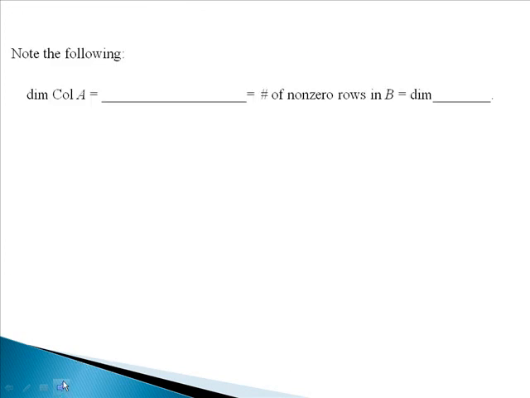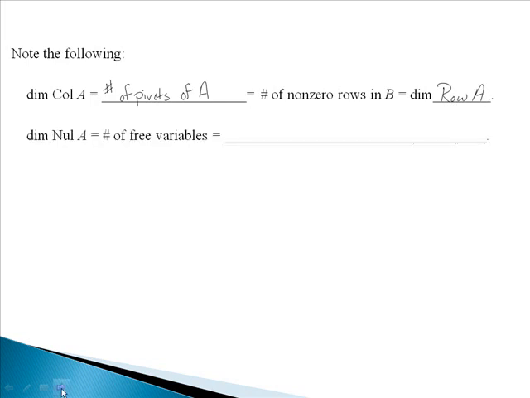Let's look at the following. The dimension of the column space of A is simply the number of pivots of A. And that is equal to the number of non-zero rows in B, which is the dimension of the row space of A. Also, the dimension of the null space of A is equal to the number of free variables, which is equal to the number of non-pivot columns of A.